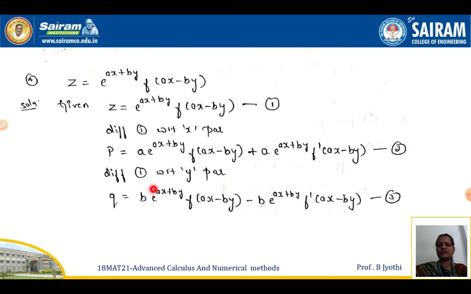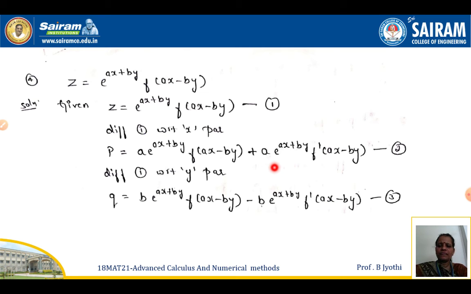Now differentiate with respect to y partially. Then this y part will be differentiated. So b will be multiplied. And when we differentiate this f dash part, what happens is b into e power ax plus by into f of ax minus by, minus b will be multiplied, because f dash of ax minus by, it is minus by, so minus is multiplied over here. So we are getting this equation.